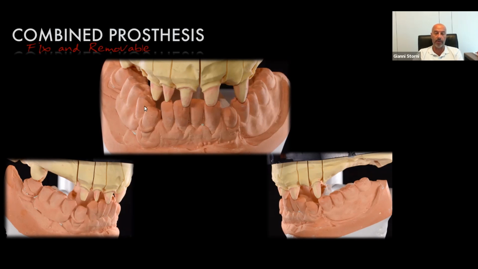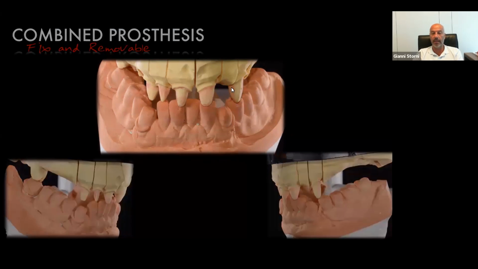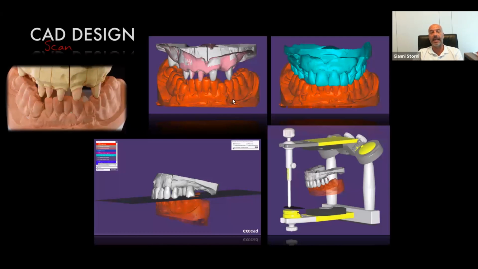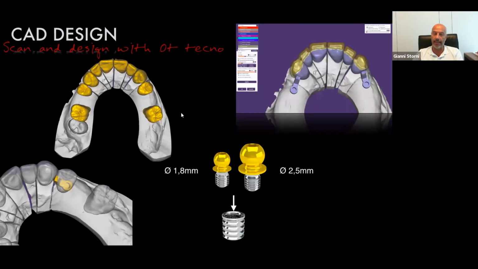After that, we have the impression, we do the model, and we are now scanning the model in the lab, scanning the old prosthesis to have the relation between upper and lower jaw. We set up the model using the virtual articulator in ExoCAD. And now we are ready to go ahead and design this bridge.